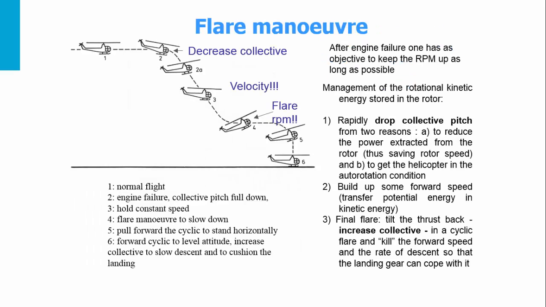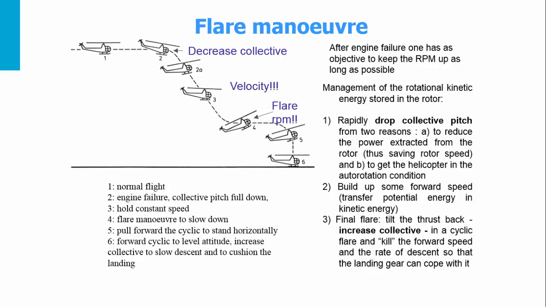In order to enter autorotation, we have to perform the flare maneuver. Here you see the flare maneuver. Imagine that the engine has failed and our goal is to keep the RPM at a constant value as long as possible.